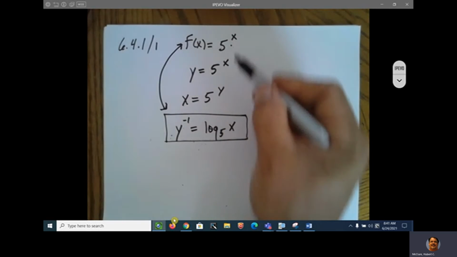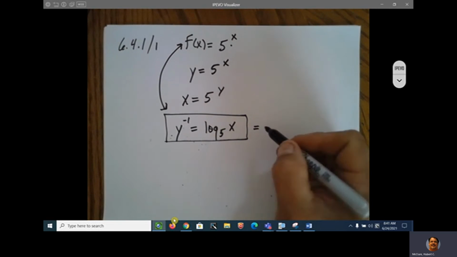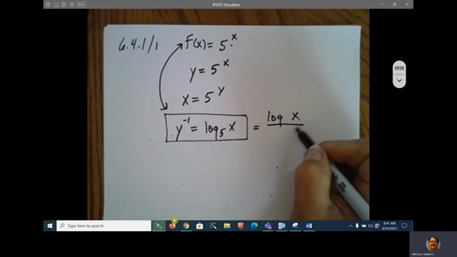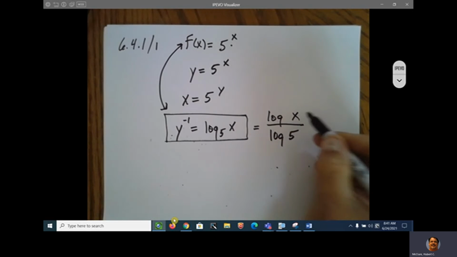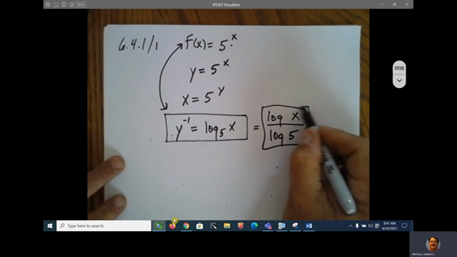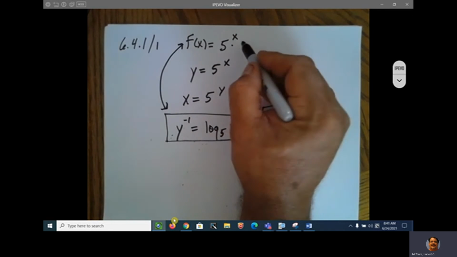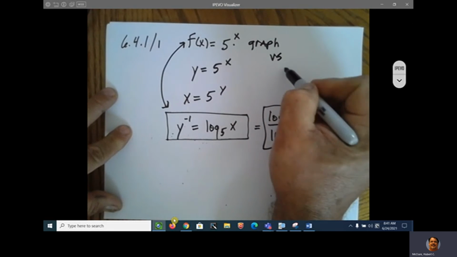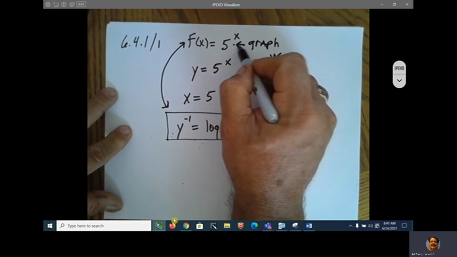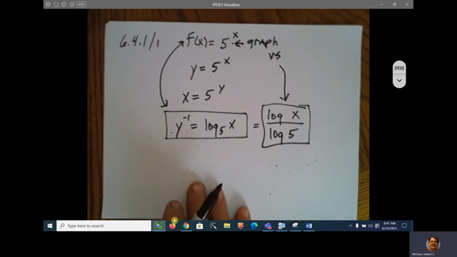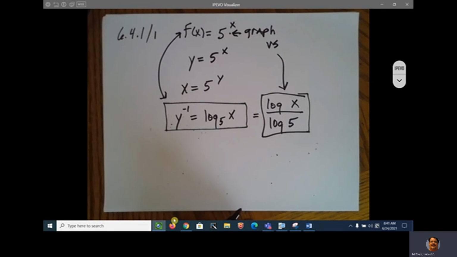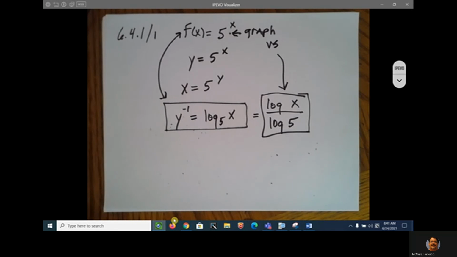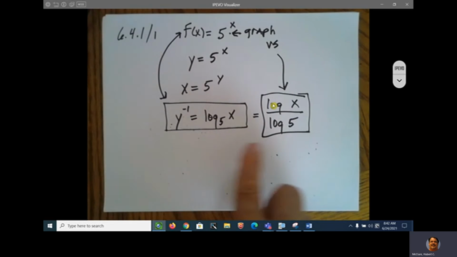So this is your function, and this is your inverse function, which you can't do on a calculator, so you got to do log of x, change base formula, over log of 5. And now you can graph these two on your calculator. Graph this one versus this one. And you can do it on your calculator and see what it looks like. Or you can use the graph representation. Okay, this is how you do it algebraically.